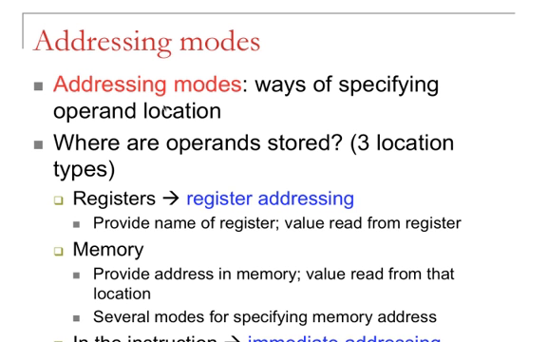There are several modes for specifying memory addresses. That is to say, to supply the microprocessor a memory address, we have different ways to do that. The third location type is basically in the instruction. So there are cases where these operands, especially immediate values, are encoded into the instruction itself.